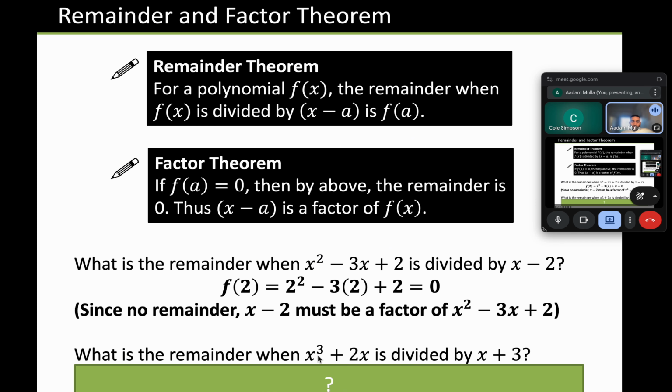What is the remainder when x cubed plus 2x is divided by x plus 3? What do you think we need to substitute in here? Minus 3. Yeah, minus 3. Okay, have a go at that.